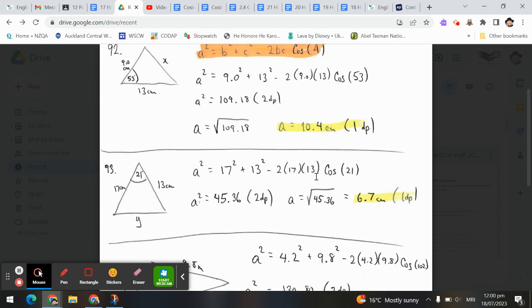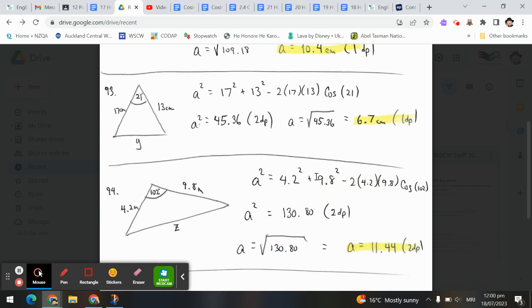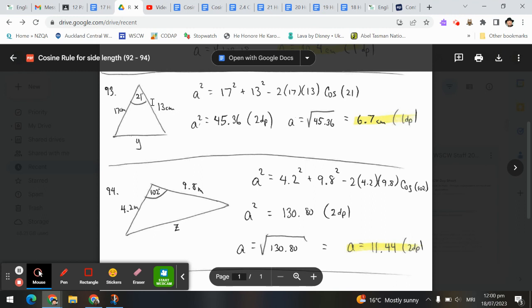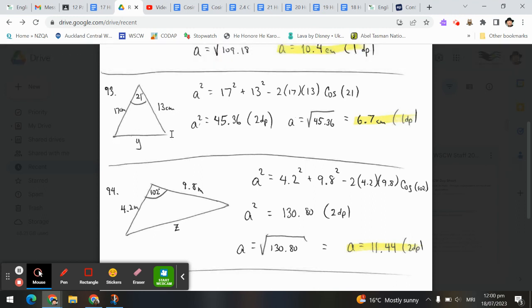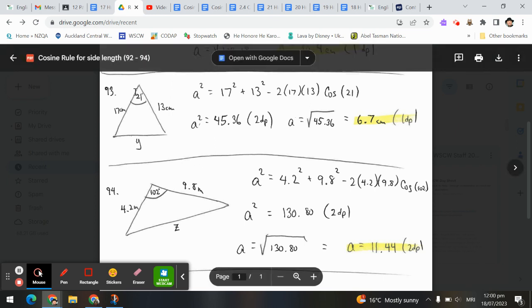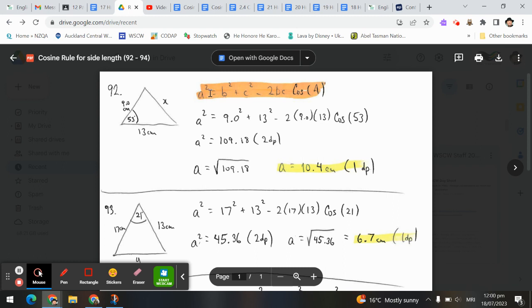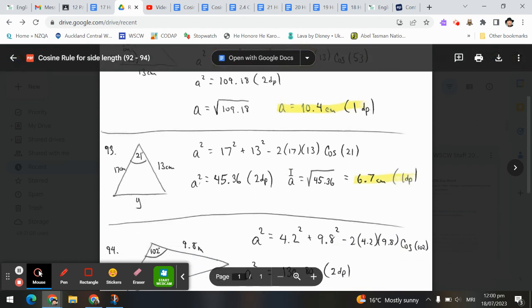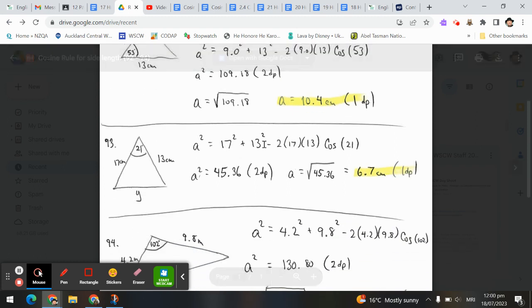Okay, next, number 93, we've got again, we're trying to find the length of side y. You must know the measure of the angle opposite it, and we do. And in order to use the cosine rule, you must know the other two side lengths, okay? So we're using the same formula for cosine rule, substituting in our b and our c, and the cosine of 21. We simplify that in our calculator.